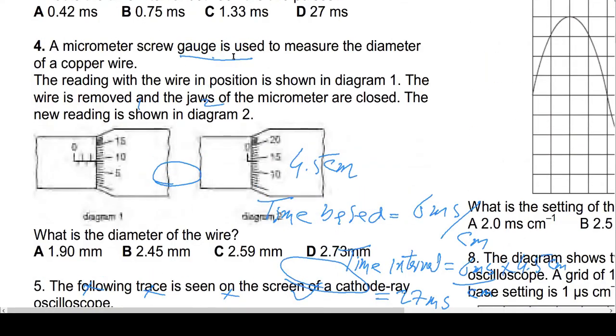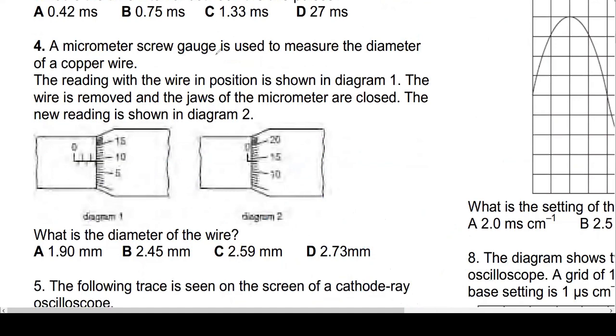Next MCQ is related to the micrometer screw gauge. A micrometer screw gauge is used to measure the diameter of a copper wire. The reading with the wire in position is shown in diagram 1. The wire is removed and the jaws of the micrometer are closed. The new reading is shown in diagram 2. This is the first and this is the second reading. So what is the diameter of the wire?